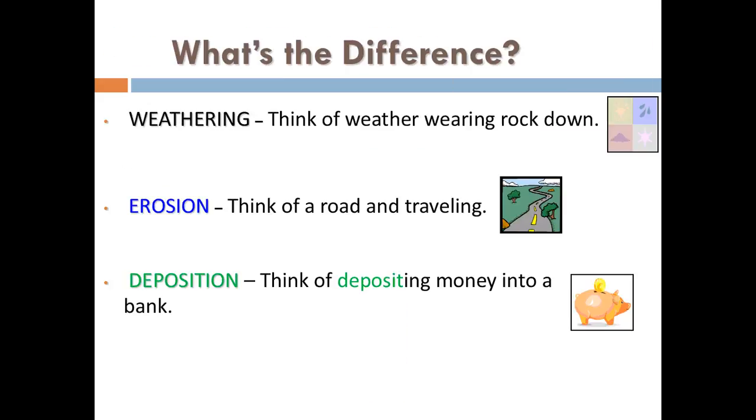So what is the difference between weathering, erosion, and deposition? Think of weathering as the weather wearing the rock down. When you think about erosion, think of a road being traveled. You have all these weathered rocks and they are being transported to a new location. And deposition is your final destination. Think of depositing money into your bank. That is your final destination. So I hope that I'm able to share the differences among weathering, erosion, and deposition.